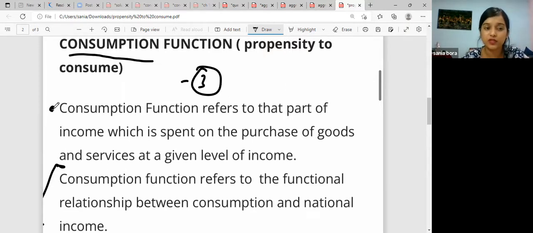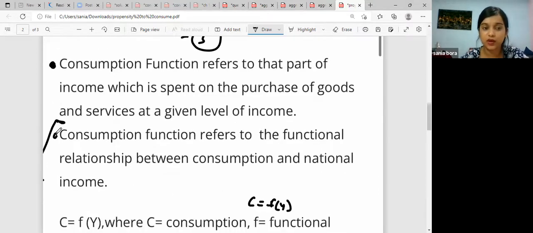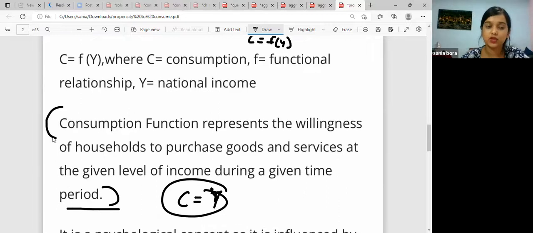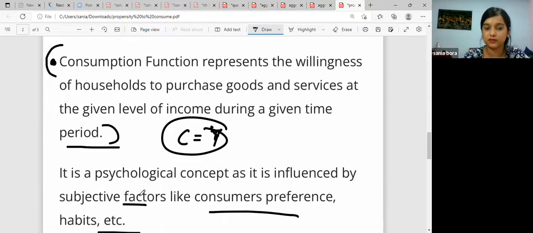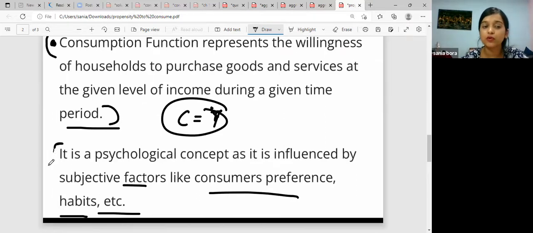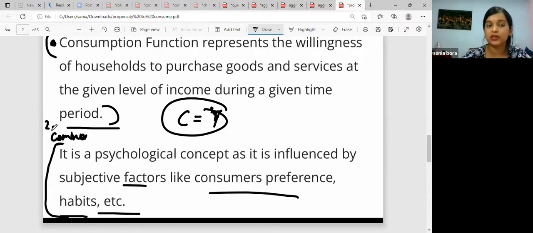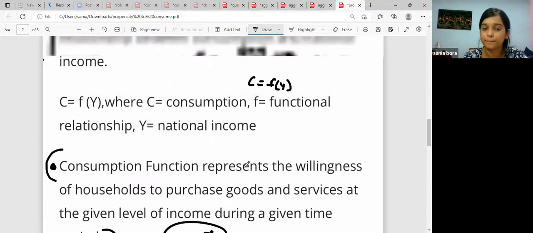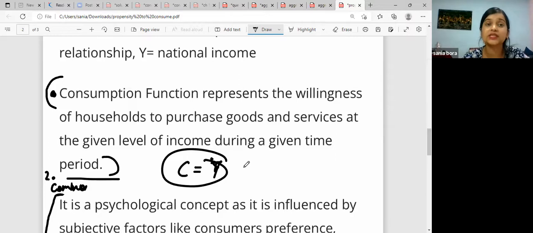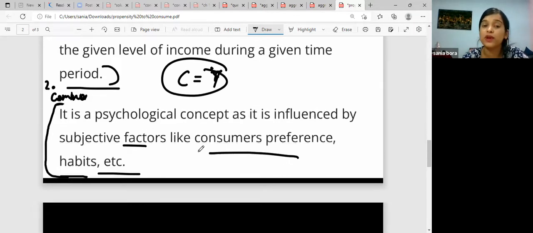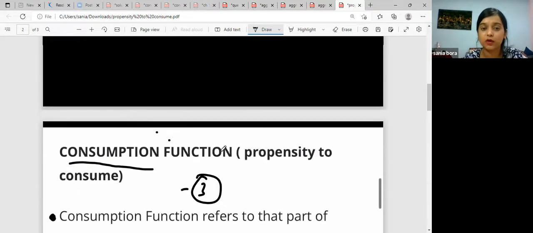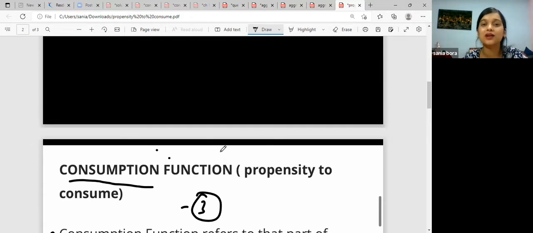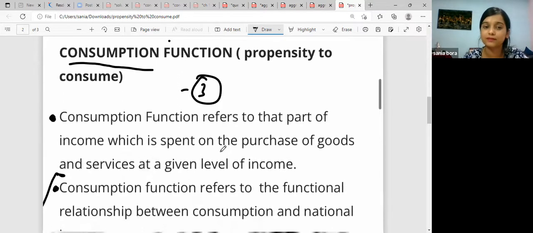Okay, so this is your first one. This is your second one, including this, and this is your third one, including this. This you have to include with everything. This point is common. This is your second point: it is a psychological concept. How can you say that aggregate supply is a psychological concept? Because it is being influenced by other factors as well. That's why propensity to consume is a psychological concept. Clear? Yes, ma'am.